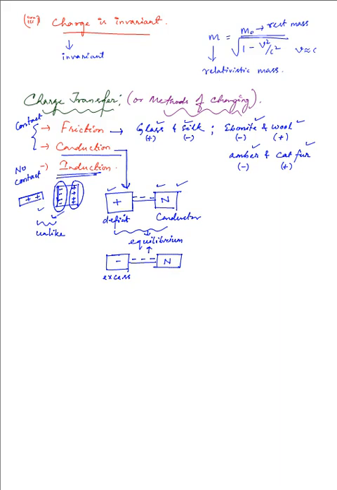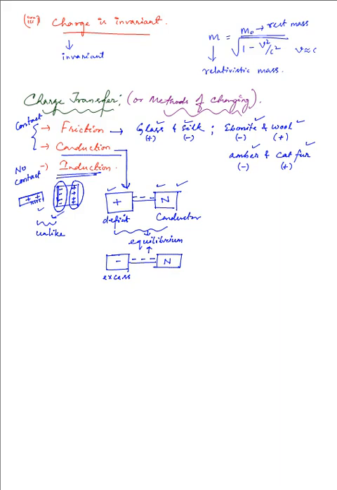This is probably the comb which has got charged, and it is attracting the bits of paper, which are obviously lighter, and they are getting attracted when this comb is brought very close to them. And you can also charge these things permanently.